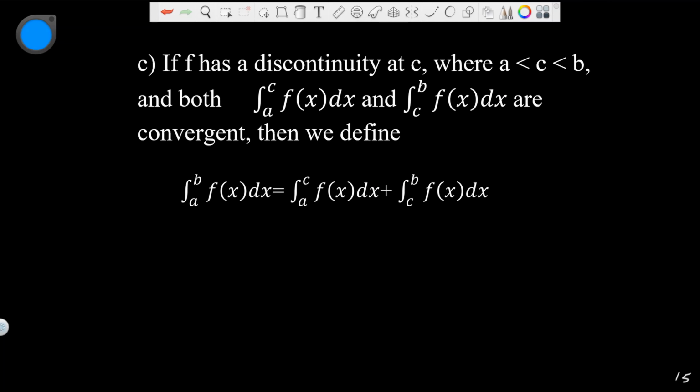We have a part C for this definition as well, and this is the one that we did at the beginning of the video. If f has a discontinuity at c in between our bounds a and b, and both a to c and c to b are convergent, then we can define the integral from a to b where there's a discontinuity between them at that value c to be a to c and then c to b. Right, but it is granted that those are convergent. If either are divergent, this is trash. We throw it away. The final answer is divergent.